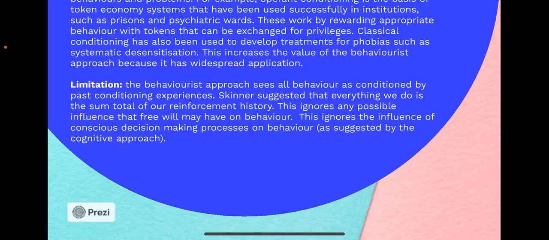Finally, we have a limitation. The behaviourist approach sees all behaviour as conditioned by past experiences. Skinner suggests that everything we do is the sum of our reinforcement history. It ignores any influence of free will on our behaviour. So it ignores the influence of conscious decision making, as suggested by the cognitive approach, or if you wanted, you could also say it ignores the influence of free will, as suggested by the humanistic approach, because we're learning the humanistic approach anyway, so you could counteract that with the humanistic approach.